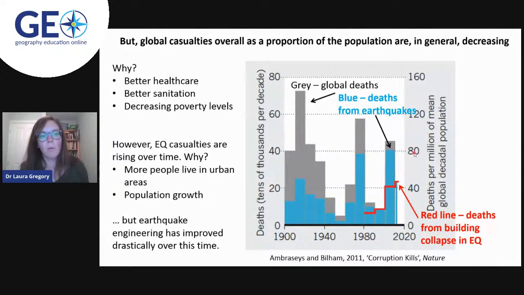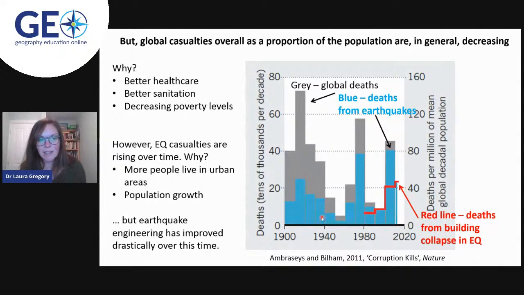Now, if we look at global casualties as a proportion of the population over time, so again, going back in time and looking to today, in general, casualties have been going down. There are spikes over time, but on average, people are safer. We have better healthcare, better sanitation, decreasing poverty levels. And so if we look globally, fatalities are going down. However, earthquake casualties continue to rise over time, as we saw in that last plot.